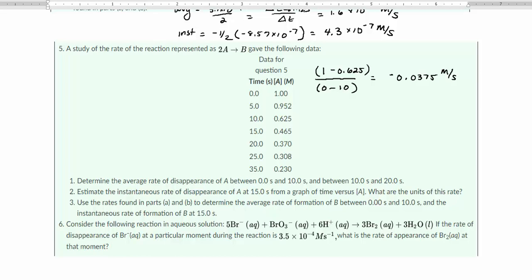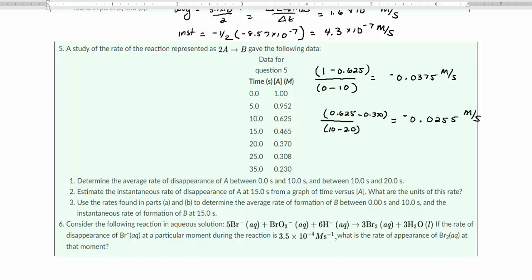Now between 10 and 20, I can then insert my data, and I get a value of negative 0.0255, again molarity per second.